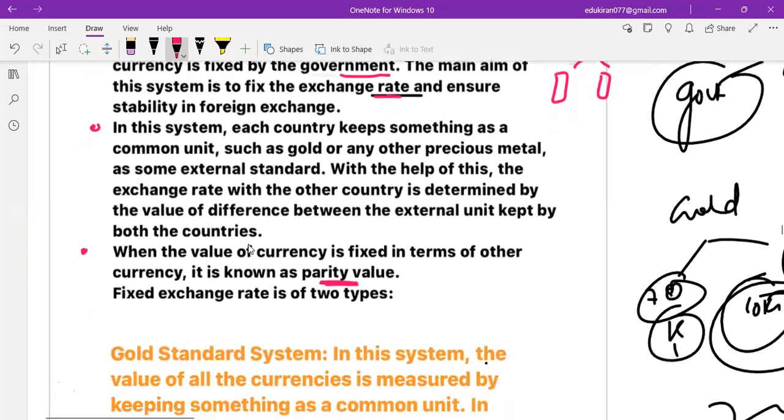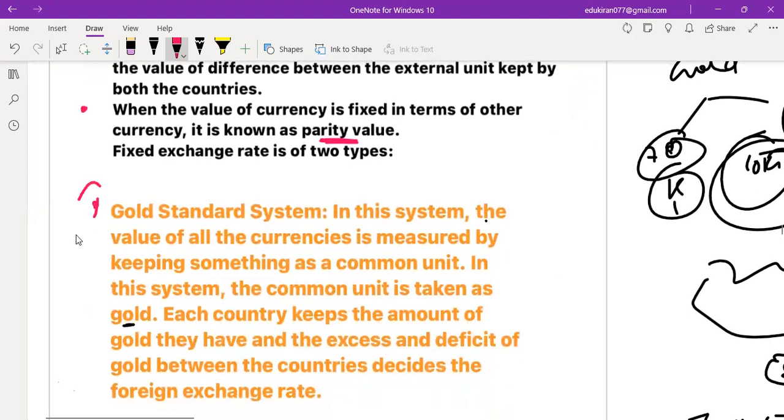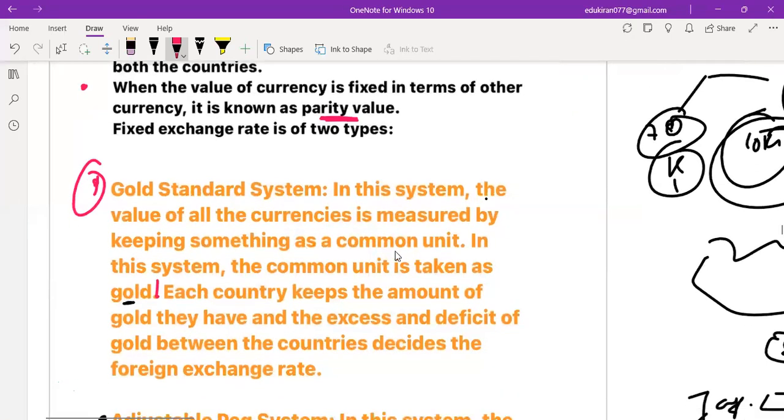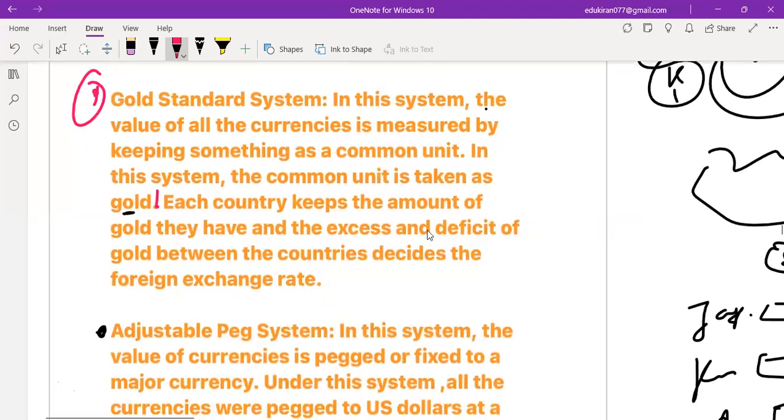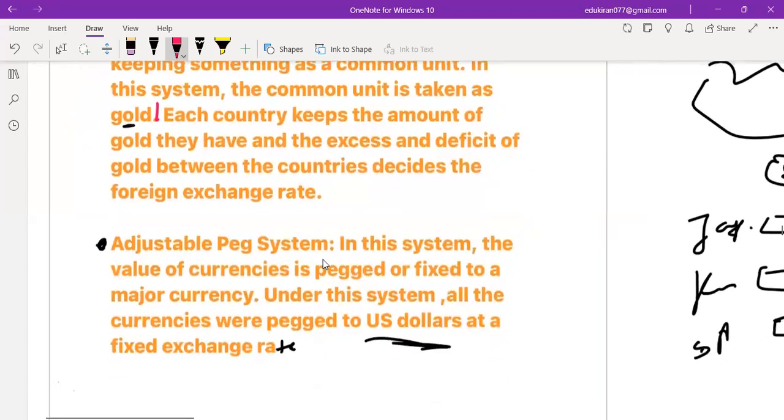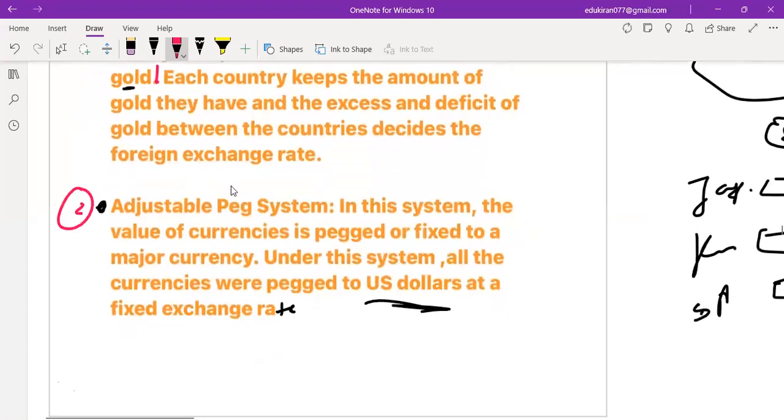Now, this fixed exchange rate will be in 2 terms. First will be the gold standard system. Over here in this system, the value of all currency is measured by keeping something as a common unit. In this system, the common unit is taken as gold. Each country keeps the amount of gold they have, and the excess and deficit of gold between the countries decides the foreign exchange rate.